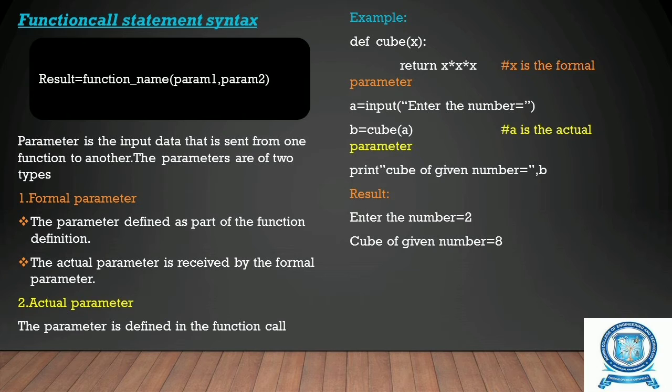So a is equal to input, enter the number. We are giving a number to a, that is we are giving 2 in this example. So b is equal to cube of a. Cube of a is the function call, and a is the actual parameter which passes through the function call. Okay, so this a's value will be given to the x value in the function definition. Already we have given the number as 2, so cube of 2, this 2 will go to the function definition. So 2 into 2 into 2 we will get as 8, and that will be returned to the value in the print code. Okay, so that will be returned there.